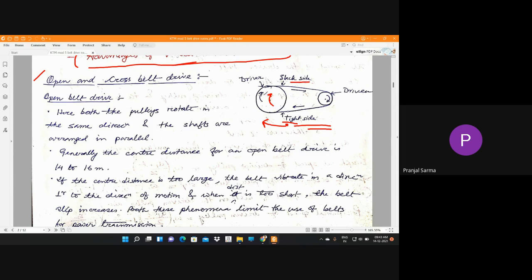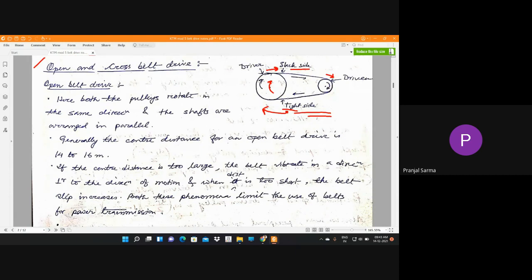As you can see, when the driver pulley rotates in the clockwise direction, the belt gets motion due to the friction between the belt and the pulley material. On this side, the pull of the belt gives motion to the driven pulley, and ultimately the shaft gets rotated. So in the open belt type, what are the salient features? Both the pulleys, driver and driven, rotate in the same direction. The shafts are at the centers, with suitable pulleys mounted on them.